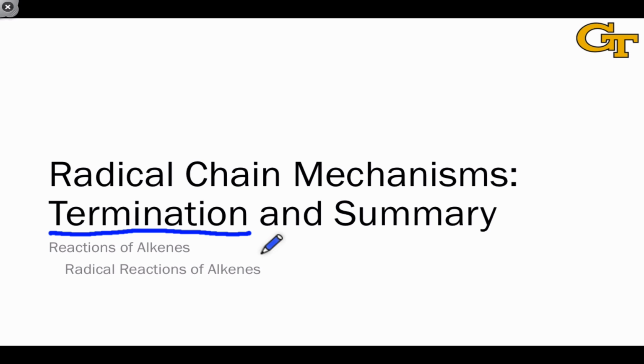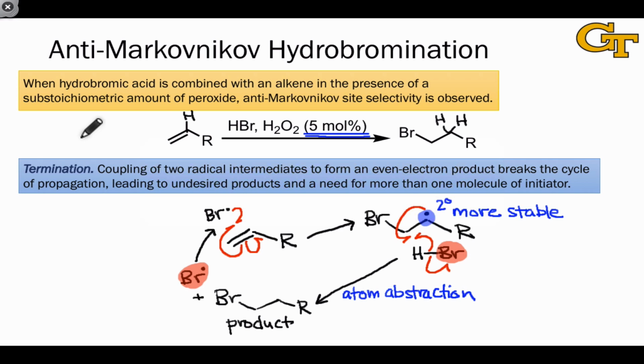In this video, we'll learn what termination reactions are, how to draw systematically the products of termination reactions in a radical chain mechanism, and we'll summarize radical hydrobromination of an alkene, looking at the initiation, propagation, and termination steps from a bird's eye view. To begin thinking about termination, I actually wanted to start with the steps of propagation that we listed in the last video.